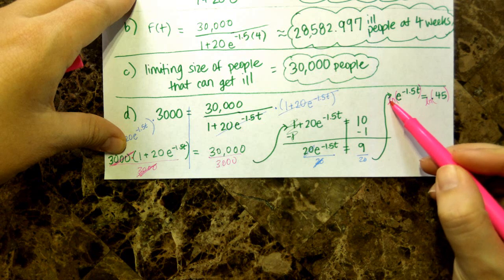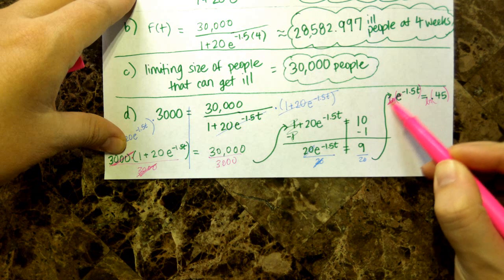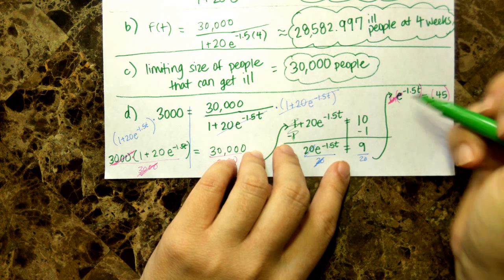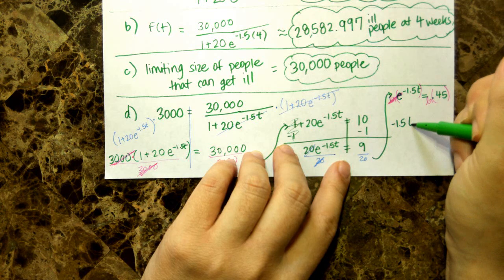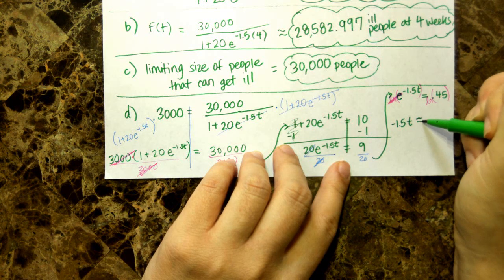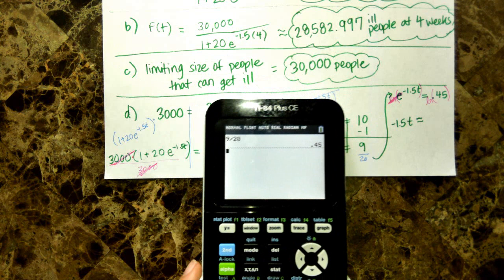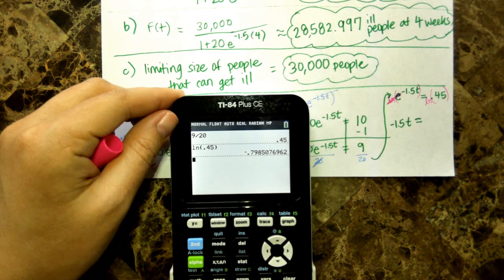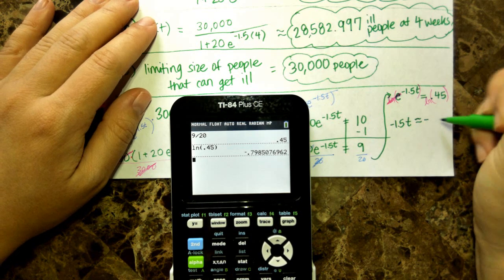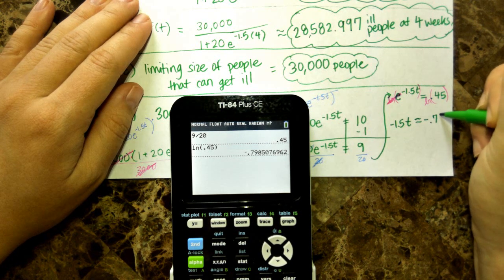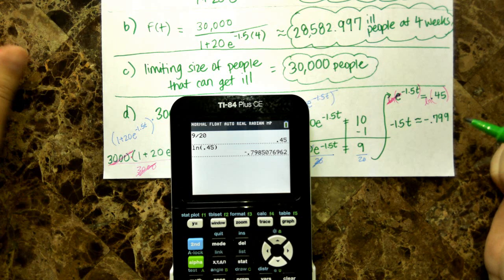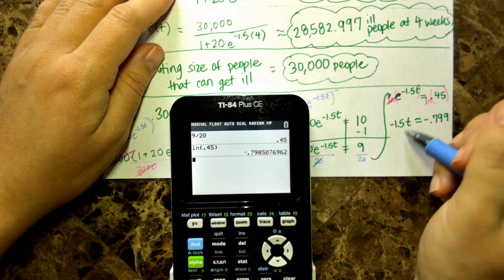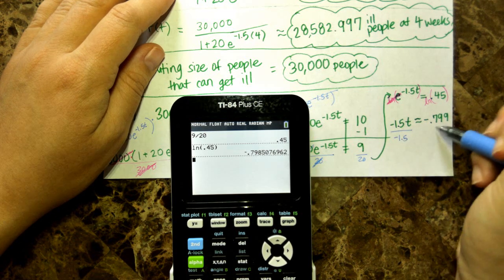Okay. And natural log of e, they cancel each other out. Those are inverse operations. And I'm just left with negative 1.5 times t is equal to the natural log of 0.45, which is this whole decimal, negative, and I'm rounding, so I did approximate symbols, 0.799, if I'm rounding that third decimal. I'm almost done. I just need to get rid of this negative 1.5 that's being multiplied by t by dividing by negative 1.5.